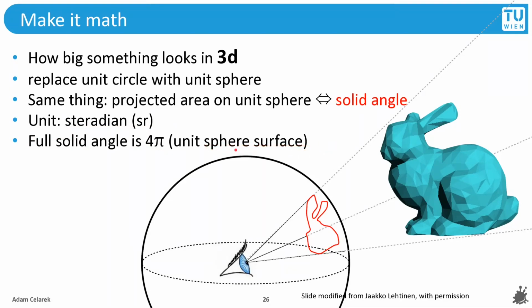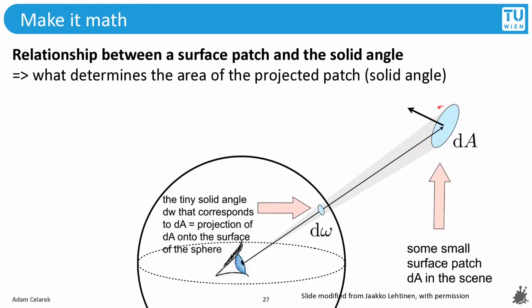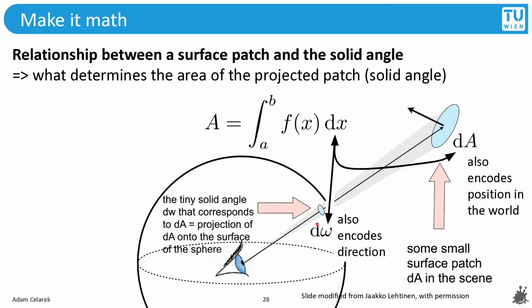Now we want to look at the relationship between a surface patch, again this is a differential right now, and the solid angle, which is the differential on the unit sphere. Those two differentials represent the same thing. We have here a small surface patch, while here we have projected this surface patch onto the unit sphere. The solid angle in here also encodes the direction, while the surface patch also encodes the position in the world. And we already said that those two are both differentials from an integral.